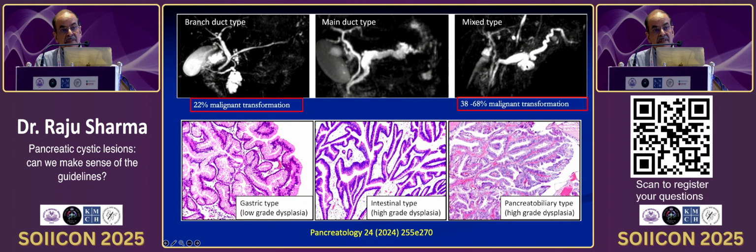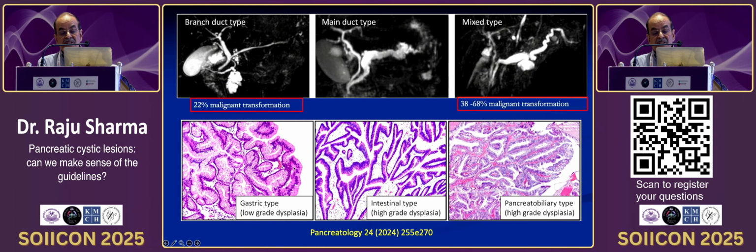And then you have a mixed type, where both the main duct as well as the side branches are involved. This can sometimes be difficult to categorize as a mixed type of lesion, because sometimes there is side branch dilatation, there is main ductal dilatation also, but you're not sure, is it just because mucin is being secreted and mucin is blocking the duct, or is it actually involved in the neoplastic process?